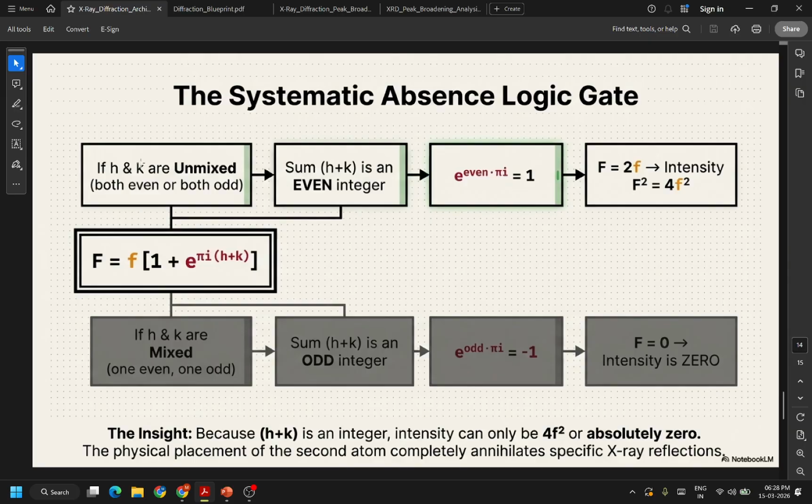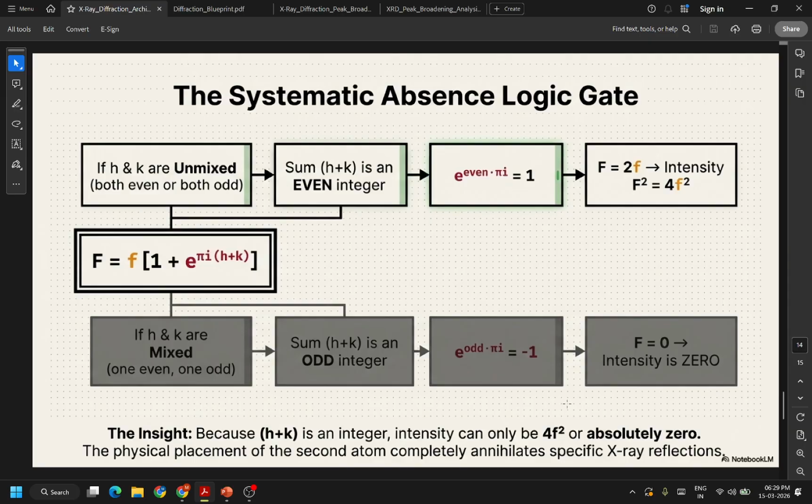So you can see here, if h and k are unmixed, that means both are even or both are odd, then their sum will be even. So the structure factor will become 2f and the intensity will become 4f square. If they are mixed, that is one is even and one is odd, then the sum will be an odd integer, and the structure factor will be 0 and the intensity is also 0. Since HKL are only integer values, h plus k can only be an integer, so intensity can only be either 4f square or absolute 0.